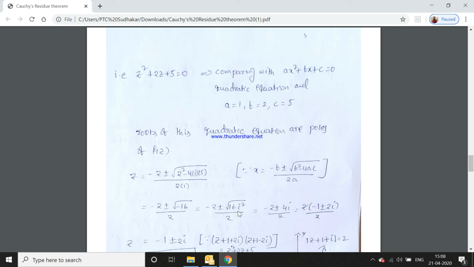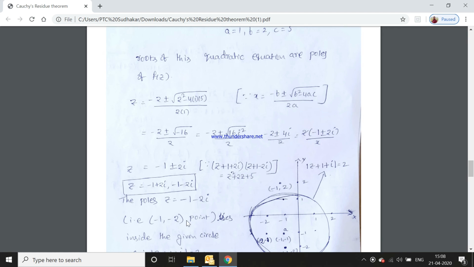So we are substituting minus 1 is equal to i square by 2. We get minus 2 plus or minus 4i by 2. 2 common in the numerator: 2 into minus 1 plus or minus 2i by 2. 2 cancel. We get z is equal to minus 1 plus or minus 2i, which means the poles are z is equal to minus 1 plus 2i, comma, minus 1 minus 2i.